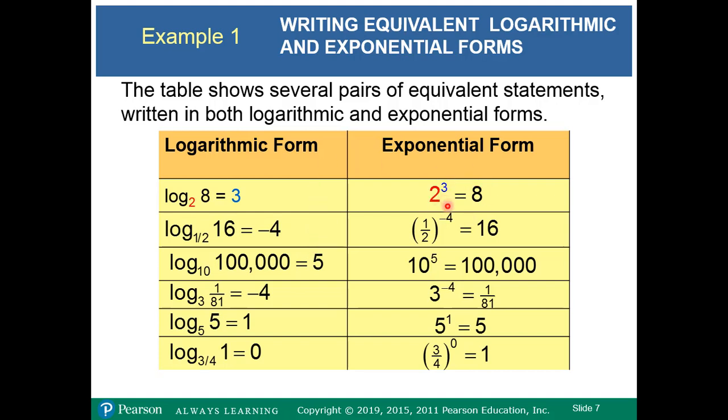So here's the exponential form. Here's the logarithmic form. So 2 raised to the third power is equal to 8. 1/2 raised to the negative fourth power is equal to 16. 10 raised to the, excuse me, the fifth power is 100,000. 3 raised to the negative fourth power is 1 over 81. 5 raised to the power of 1 is 5. 3/4 raised to the 0 power is 1.